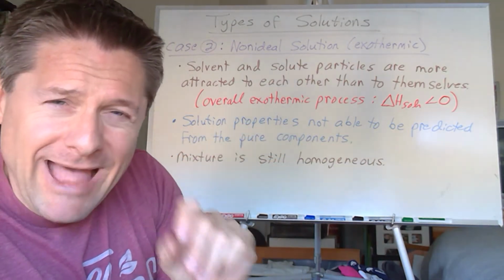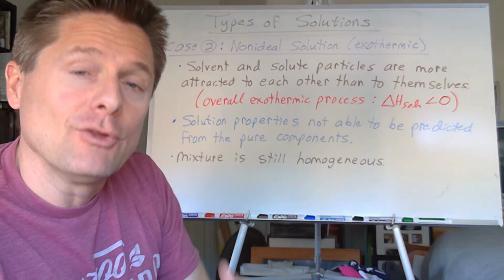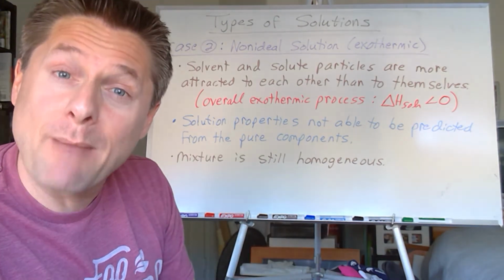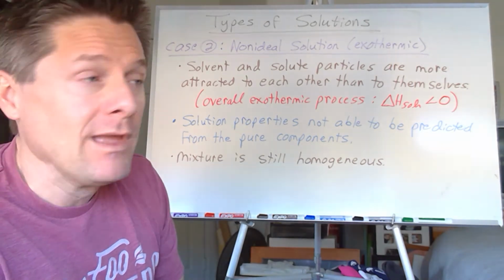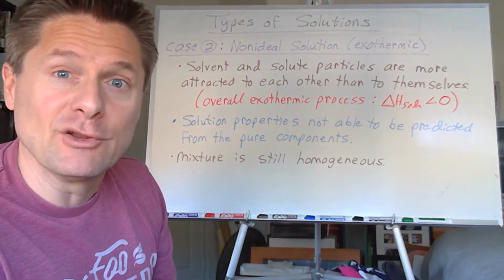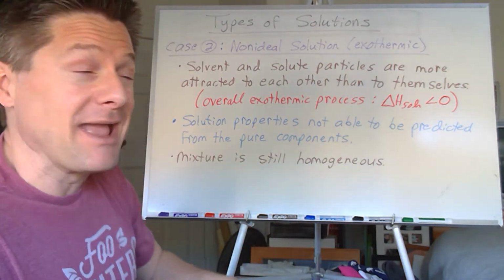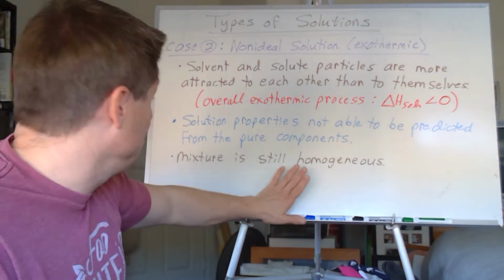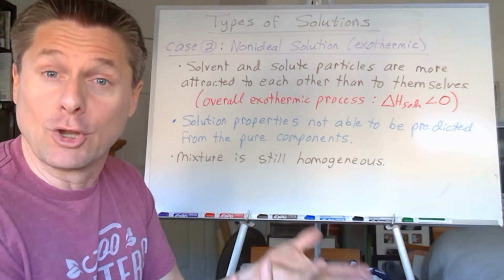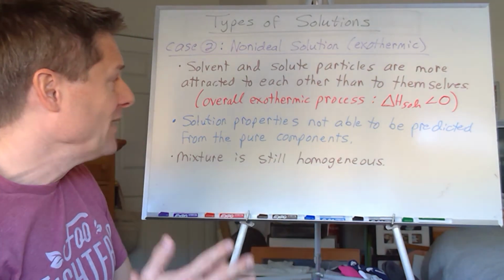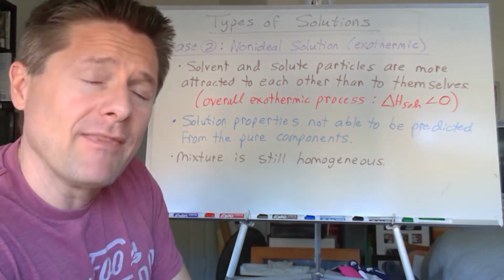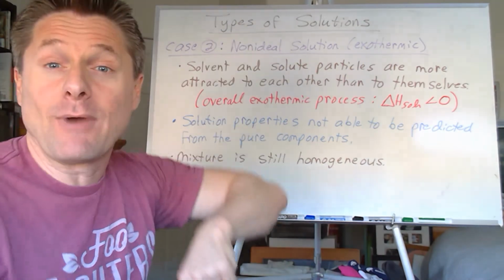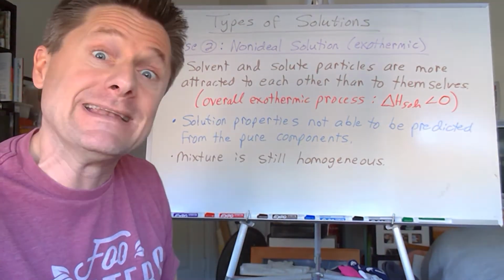The problem with non-ideal solutions, that's why they're non-ideal, is you won't be able to predict the solution properties from the properties of the pure components. So it doesn't do us any good at this level. We're going to be stuck with using ideal solutions, so we're fairly limited in our examples later on down the road. It's still a homogeneous mixture, though. If you look at it, it would look homogeneous to you. It's a solution. So let's look at an example and how the intermolecular forces play in there, and then we'll look at that energetics diagram, the enthalpy diagram.